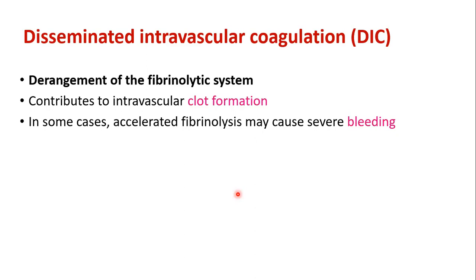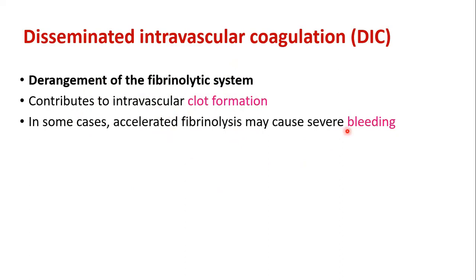So whenever there is clot formation in the body, on one side coagulation activates clot formation, but at the same time the fibrinolytic system also activates. When the microthrombi are formed, because there is constant activation of the coagulation system, the fibrinolytic system is also activated. Plasmin tries to destroy these clots. At the same time, there is some derangement of the fibrinolytic system, which contributes to more clot formation. In some cases, there is excessive fibrinolysis causing severe bleeding.